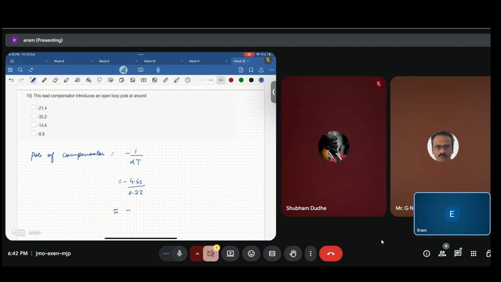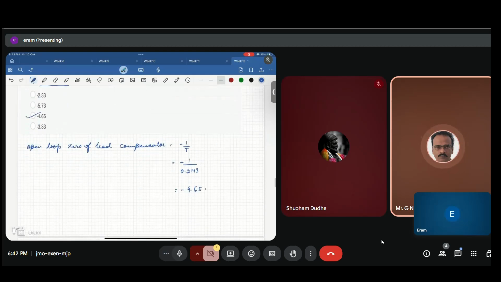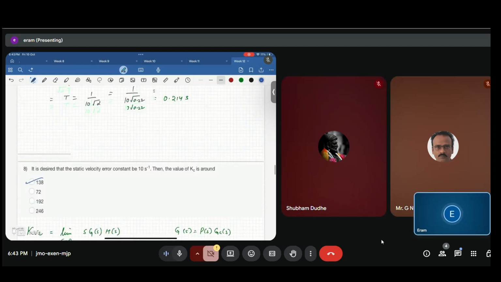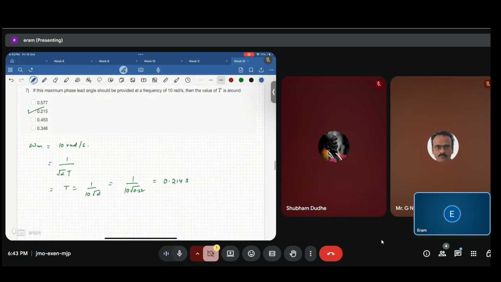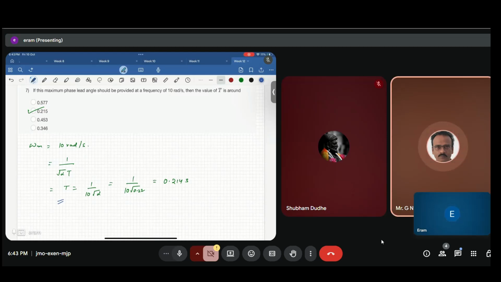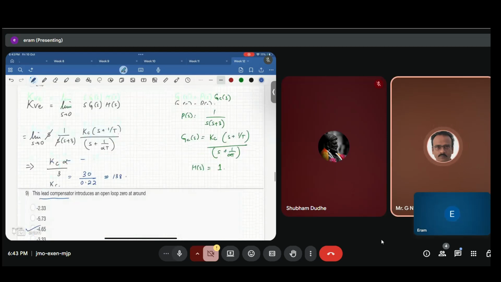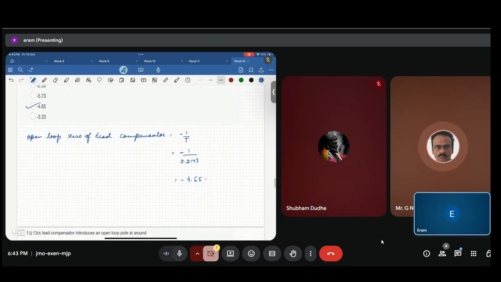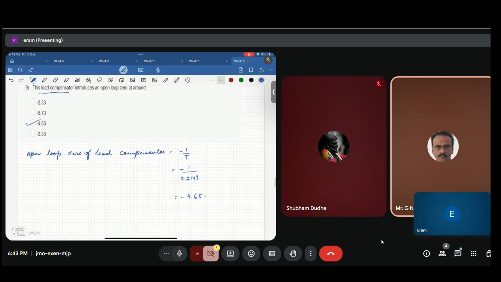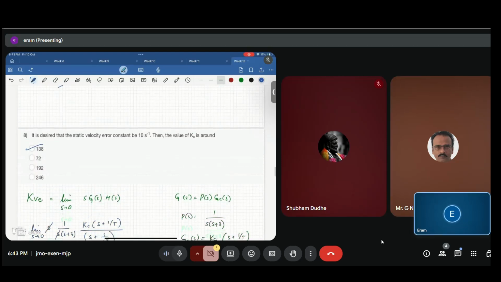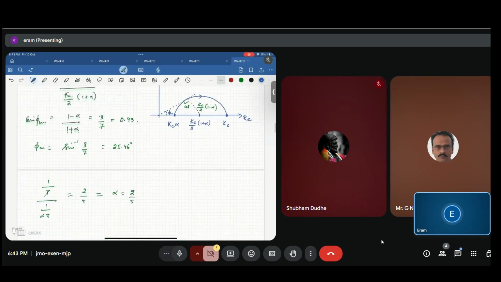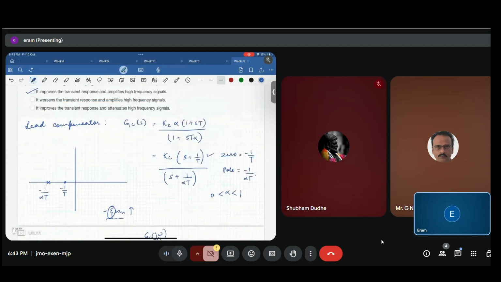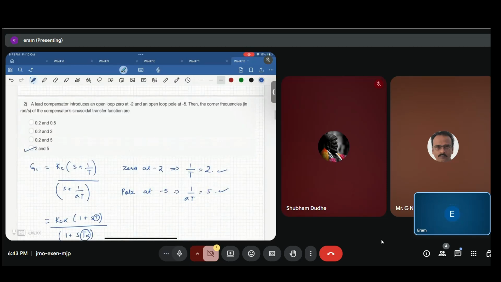So you will get a value around... Ma'am, I didn't get the previous one, the ninth one. Okay, this one. Minus 1 by T is equal to 1 divided by 0.214. So the value of T we have already calculated. So this was T for this question. Now 1 by T itself is 2, no? Sorry? 1 by T is 2 and 1 by alpha T is 5. Oh, no, no. This is a different question. So that 2 and 5 was for the very first question. It was for this one.